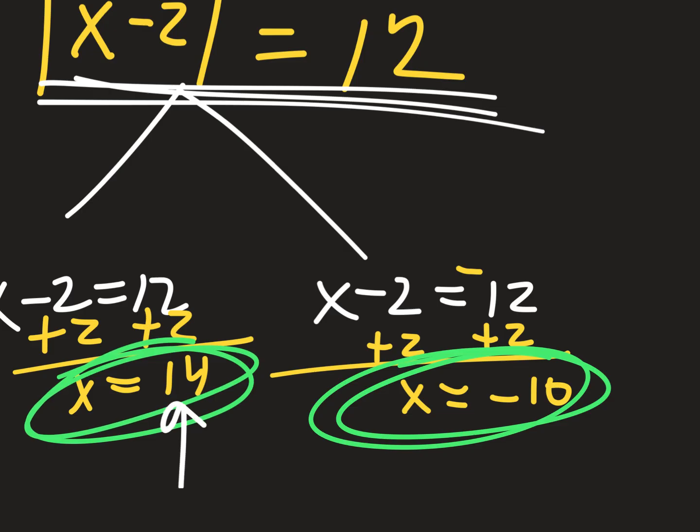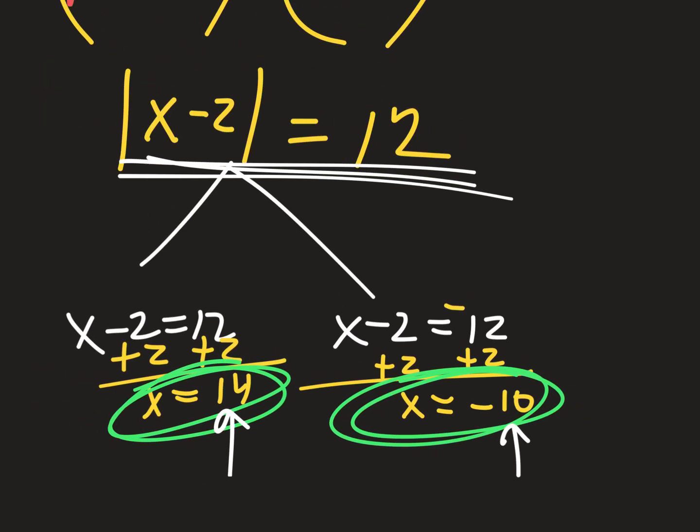I think 14 works, and I think negative 10 works. But especially in certain circumstances, you need to check these answers. Now, I would say, since your tests only have like 12 questions, I think it's just great for you to check. Anytime you're solving, just take a second and check your answer. You only have 12 questions. So I'm going to check these, and I'm going to show you what I mean.